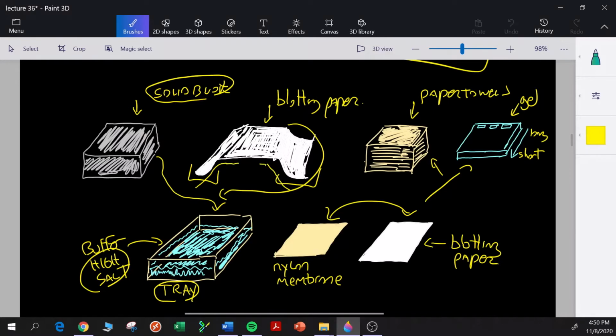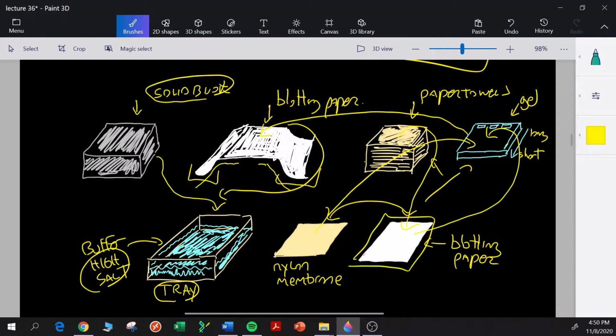And it's not going to stop there. Why isn't it going to stop there? Because we're going to put the gel on top of the blotting paper. Then we're going to put the nylon membrane, lying nice and flat on that gel. Then we're going to lie this blotting paper on top of that nylon membrane. And then we're going to lie these stacks of paper towels on top of that rectangular, single sheet of blotting paper.